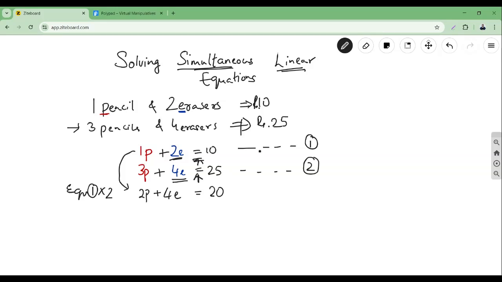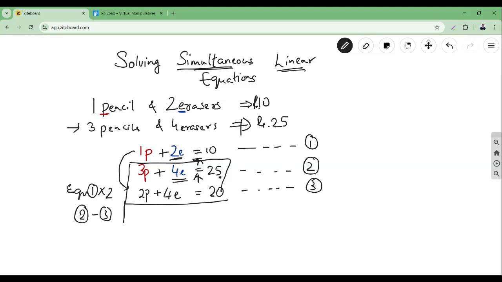The equation 1, whatever was there, we have multiplied on both sides. 1p became 2p, 2e became 4e, 10 became 20. So the entire equation 1 was doubled. Now I'm going to call this equation 3. I am going to subtract equation 2 minus 3. That means, look at this and this, I am going to subtract this and this.